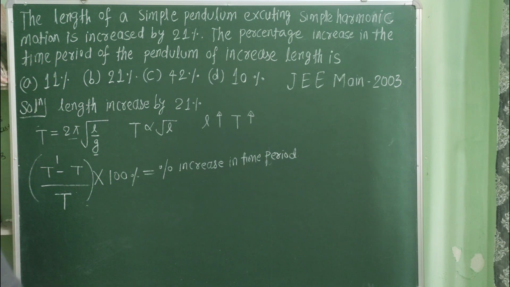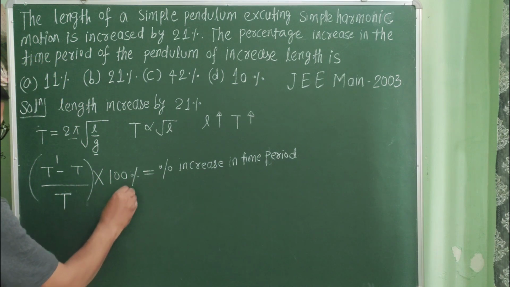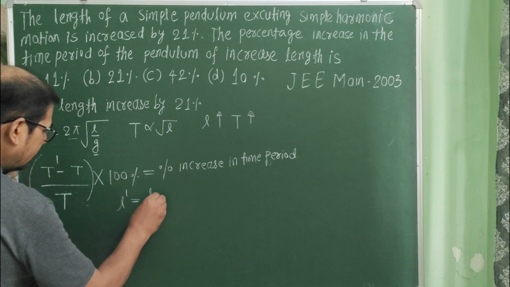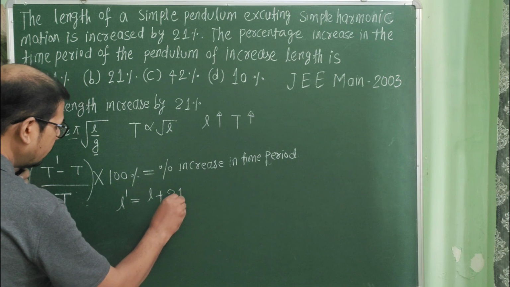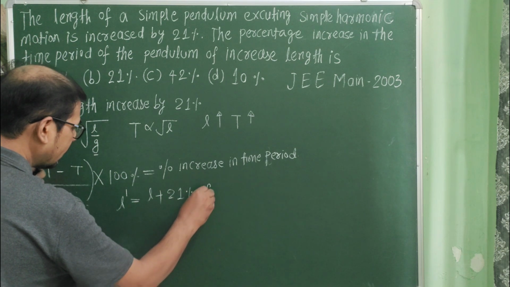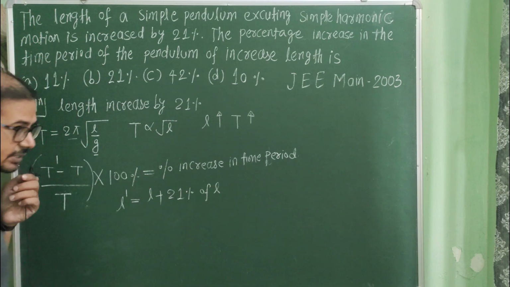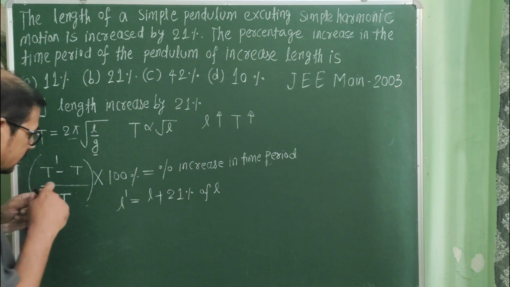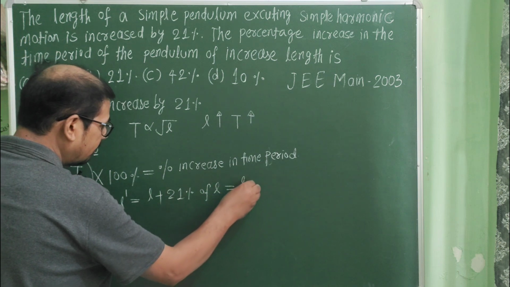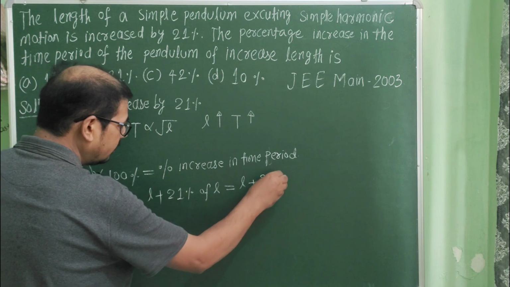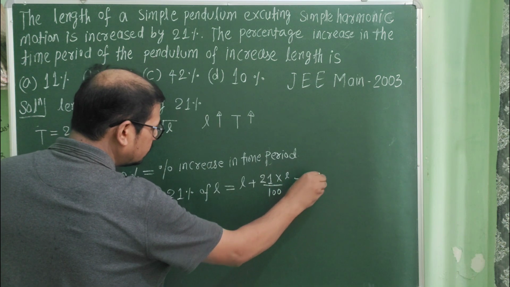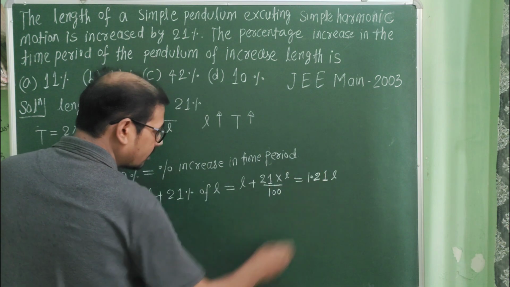Okay. Now this is L dash according to the question. L dash: the length increases by 21%, which means L plus 21% of L. So we can write L plus 21 into L divided by 100, so 1.21 into L, correct? Any doubt?